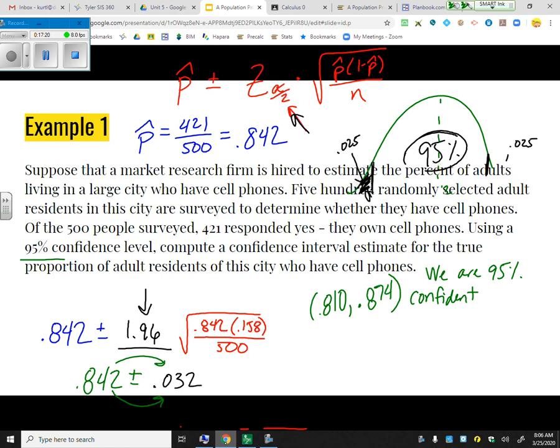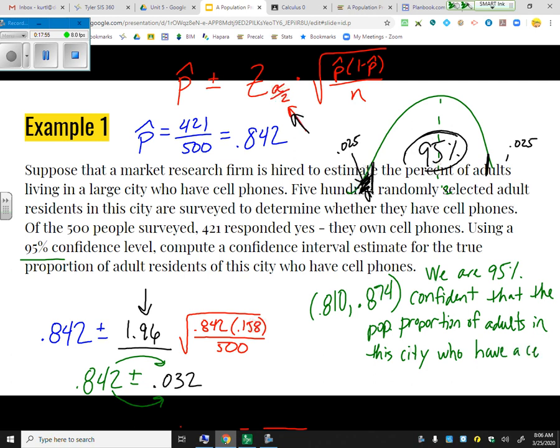We are 95% confident, and make sure in your interpretation you're using words from the problem, that the proportion, maybe even say population proportion, of adults in this city who have a cell phone is between, we'll just say this, 0.810, between 0.81 and 0.874. And that is a great sentence to wrap this up with.